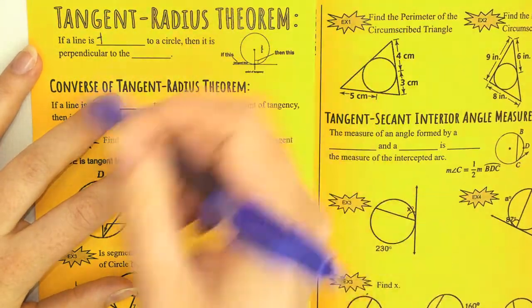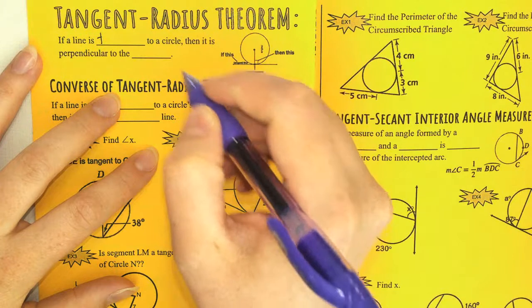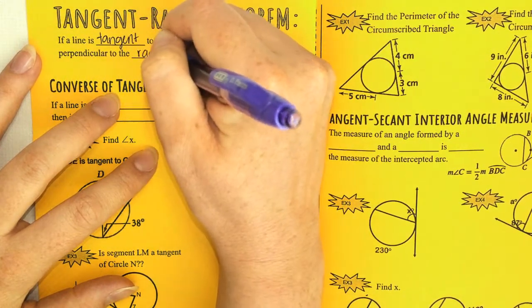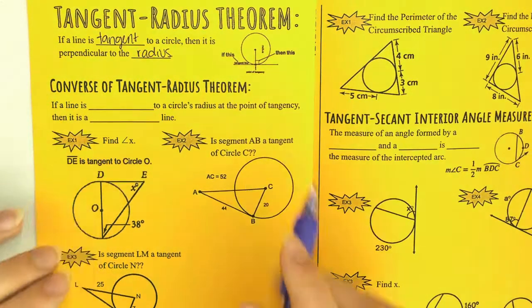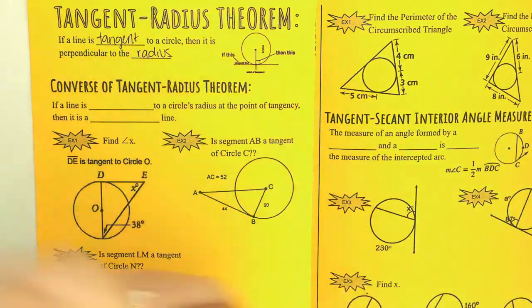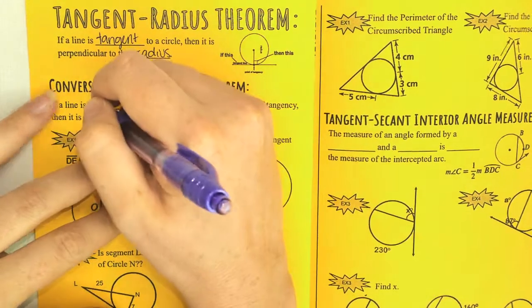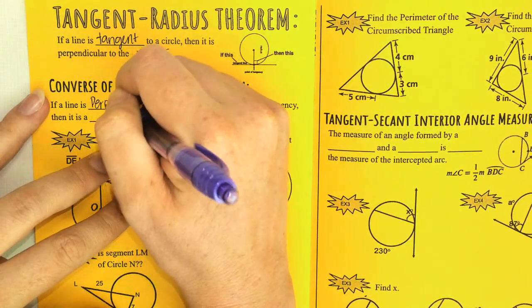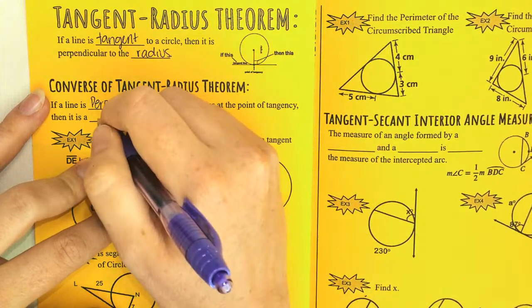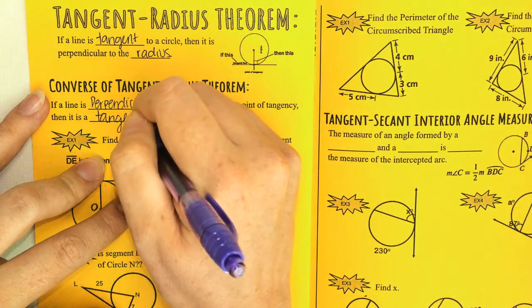So the first theorem that we learn is that if a line is tangent to a circle, then it's perpendicular to the radius. And then the converse of that would take those statements and switch them, and it would say if a line is perpendicular to a circle's radius, then it is a tangent line.